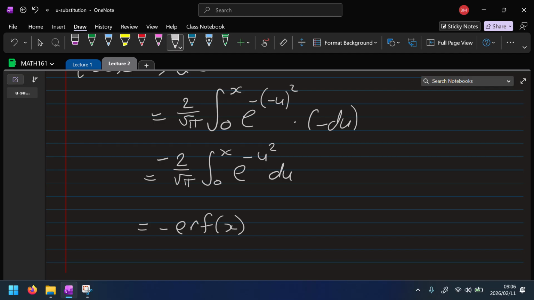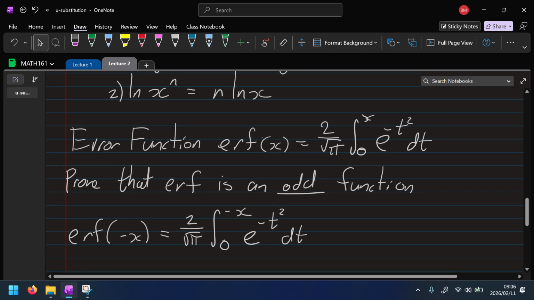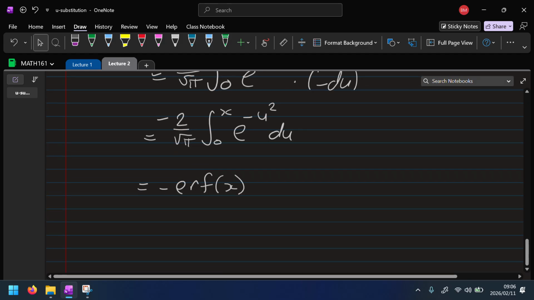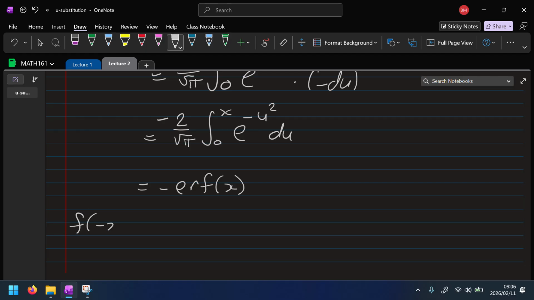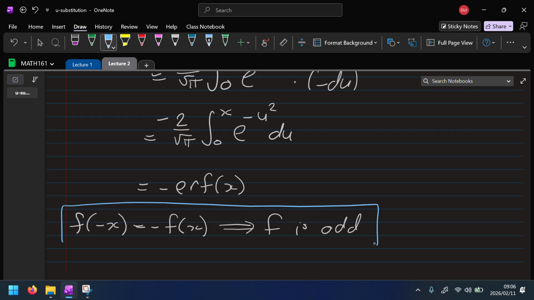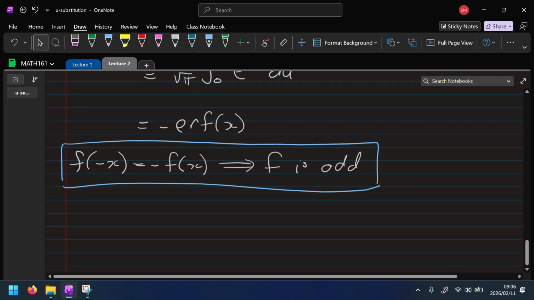Okay, so what did we start with? Let's go back up here. We had the function at minus x, and this equals minus the function. That means it's odd. So our function's odd. Everyone see what we did for this? All good. Okay, last one's going to be for homework.